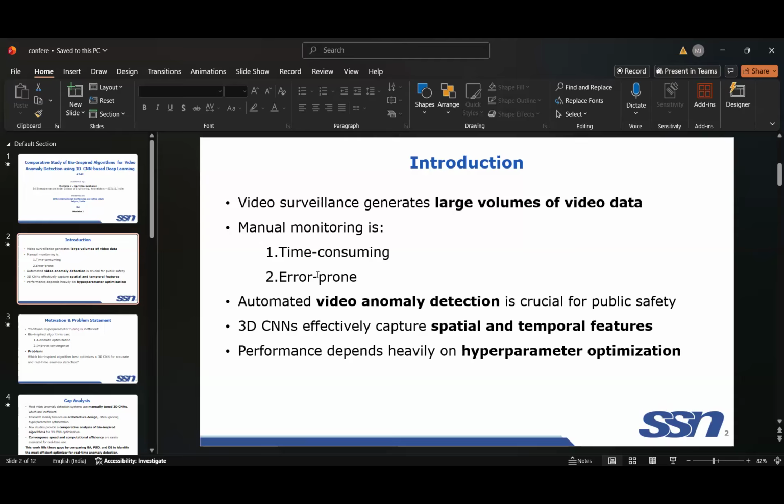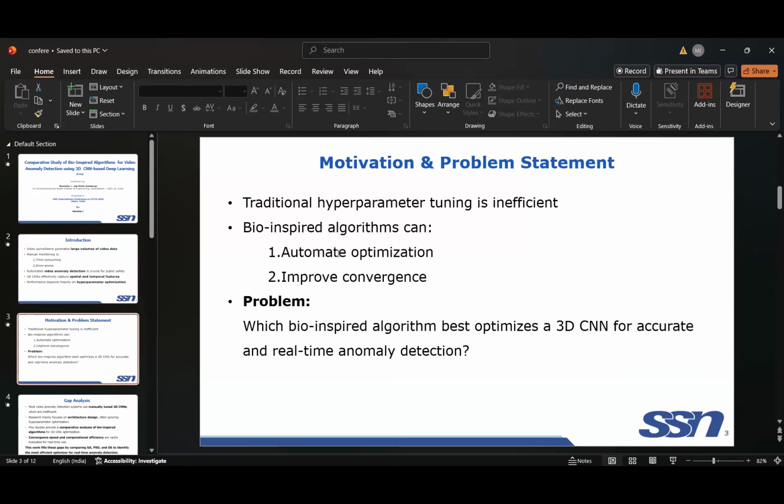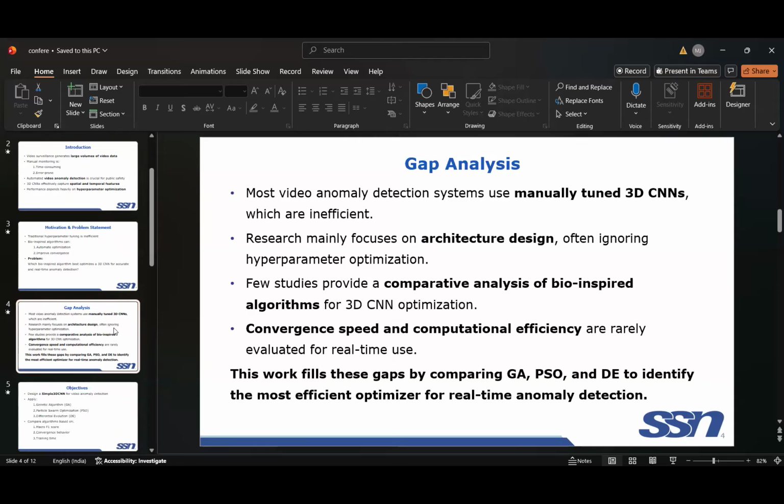However, the performance highly depends on proper hyperparameter tuning. So we used bio-inspired algorithms. Traditional hyperparameter tuning methods are insufficient and require manual effort, while bio-inspired algorithms offer automated optimization and better convergence. The key problem we addressed here is which bio-inspired algorithm best optimizes a 3D CNN for accurate and real-time video anomaly detection.